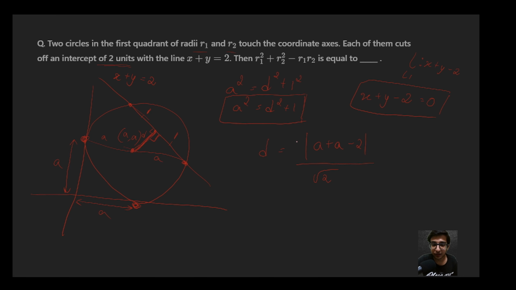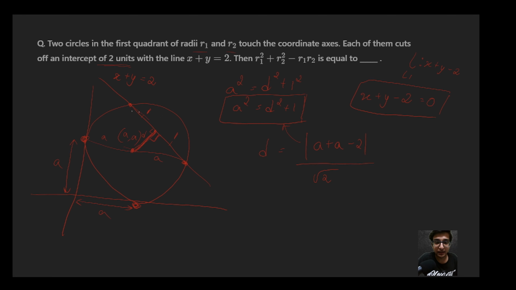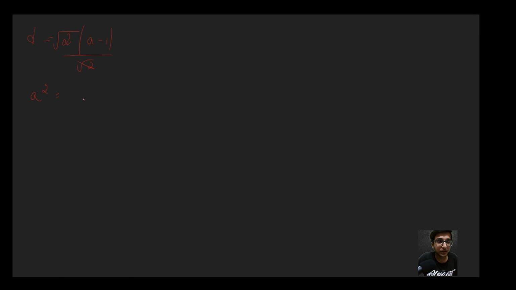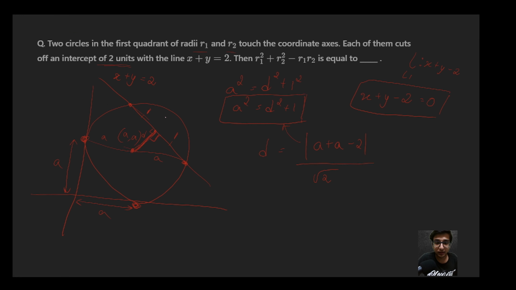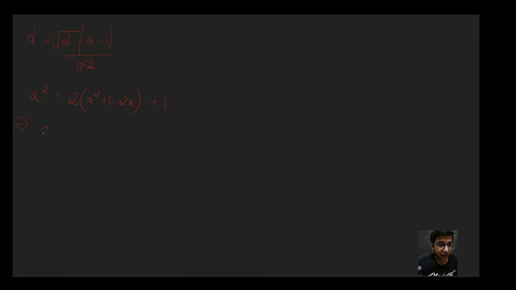Now let us put this value of d in this equation. What are we going to get then? Let us simplify d a little bit more. This would give us 2 common outside, a minus 1 upon root 2. Root 2 would cancel with root 2, and let us substitute d in that equation. We get a square is equal to d square. So 2 (a square plus 1 minus 2a) plus 1. From here, a square is equal to 2a square plus 2 minus 4a plus 1. From here, what are we getting? a square minus 4a plus 3 is equal to 0. So this is the equation that we've gotten.